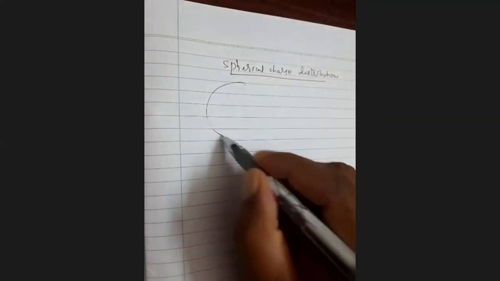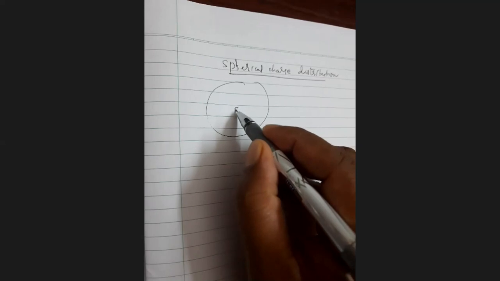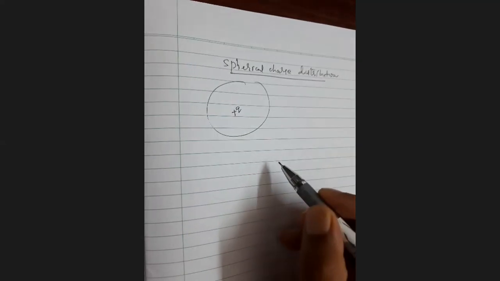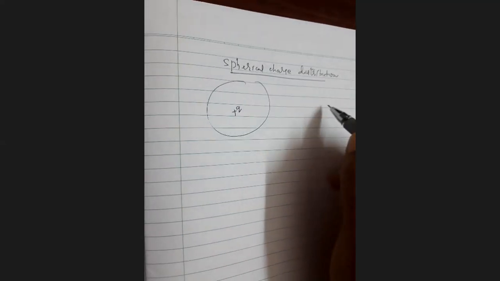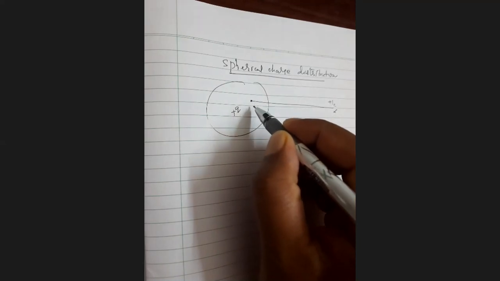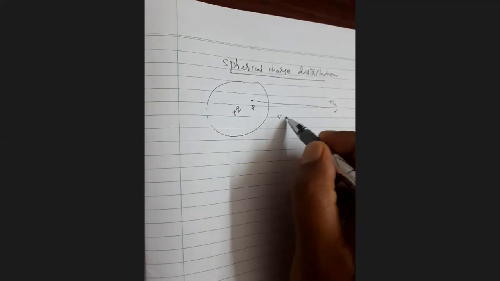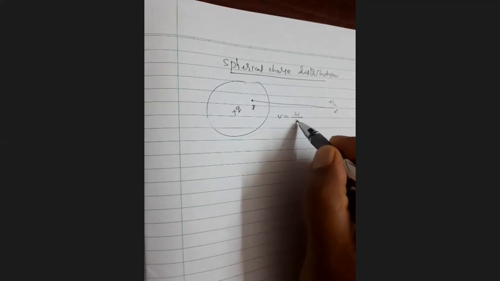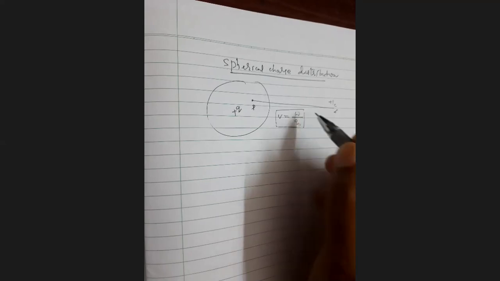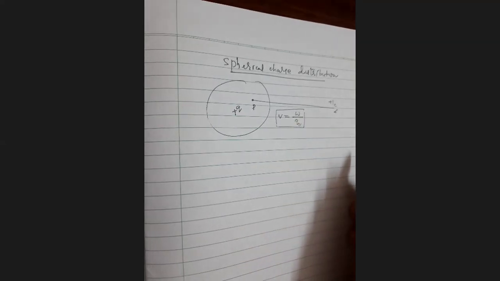Right. So before that, let us recapitulate what is electric potential. Suppose it is the electric field of a point charge plus q. Then the work done in taking a unit positive charge from infinity to a point in the electric field is called potential at that point. That equals work done by the test charge Q naught. It is a scalar quantity. Its SI unit is joule per coulomb or volt.